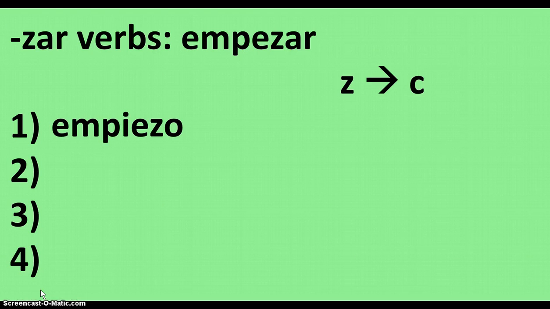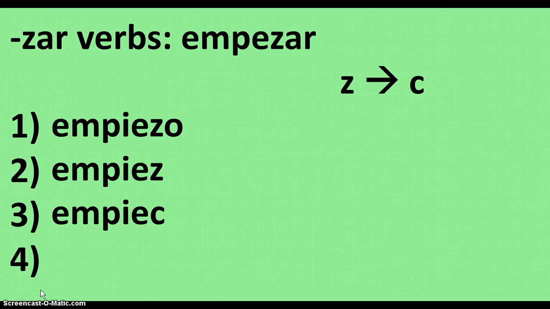A zar example, like the verb empezar, has a Z to C spelling change. Empiezo, I went to my yo form. I dropped that O. I did my Z to C spelling change in step number 3. And in step number 4, since zar verbs like empezar are AR verbs, I'm going to add on ES, empieces.